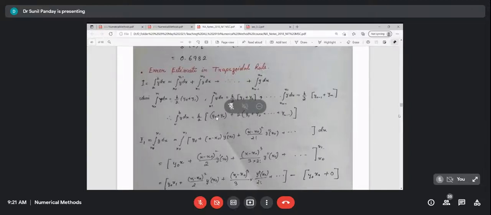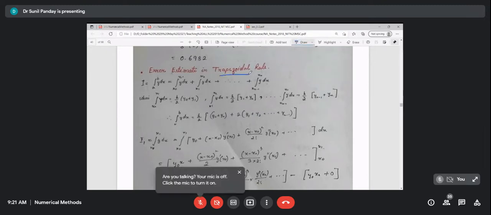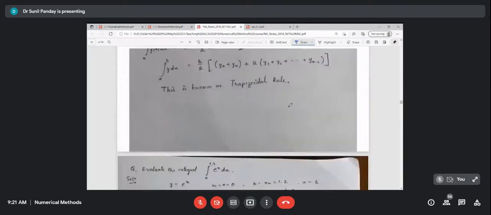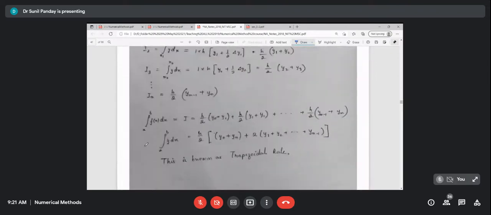So, if you remember, we have already discussed the trapezoidal rule to find a numerical approximation of a definite integral. And if you remember its formula, the formula for the trapezoidal rule is this one: the integral from a to b of y dx.